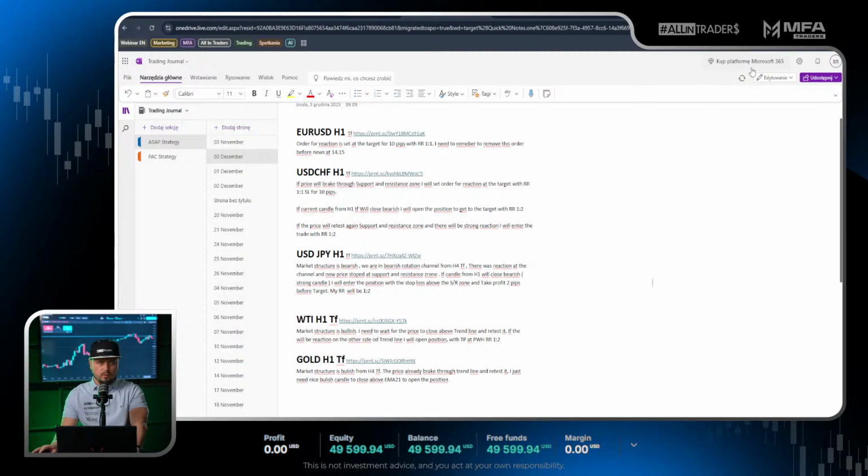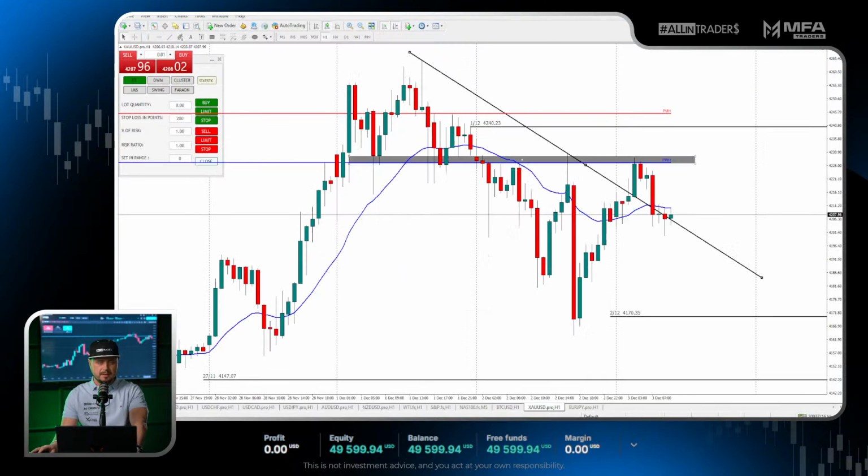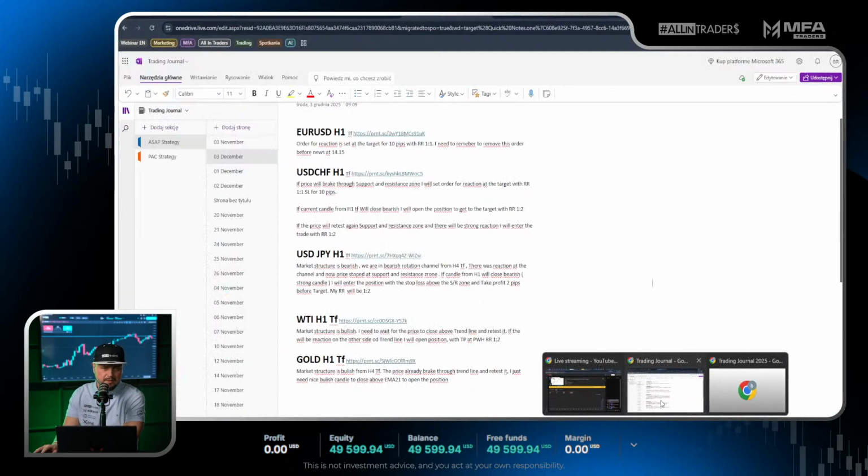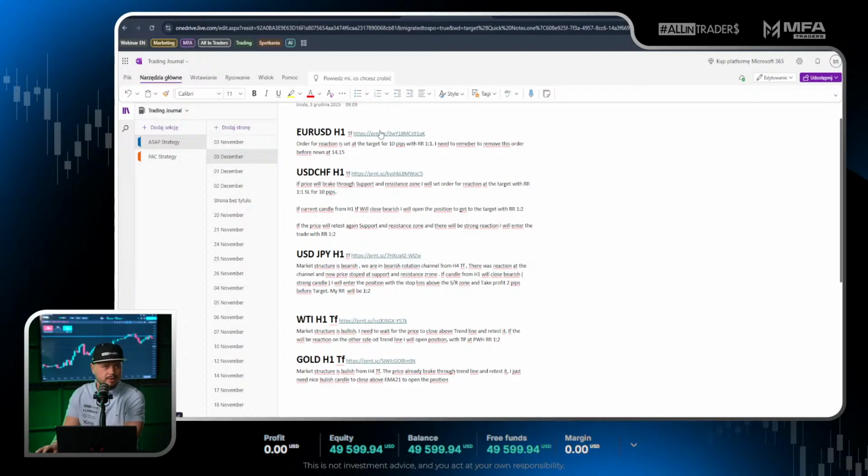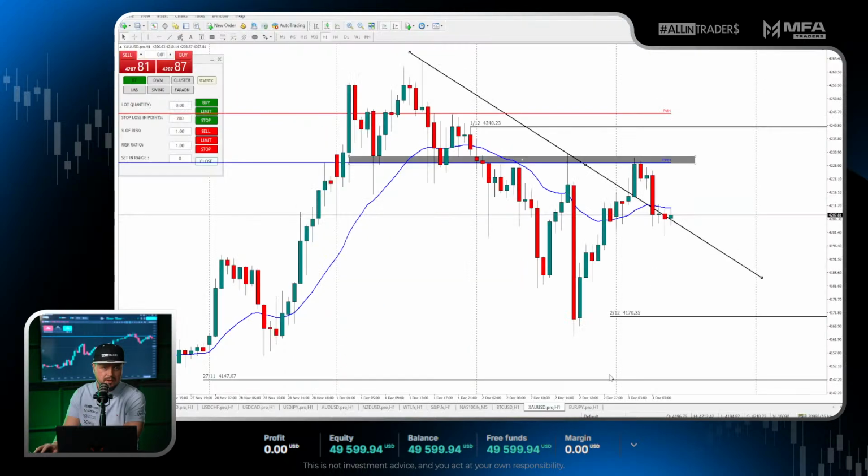Okay, so we got 5 different plans, okay? So here we need to wait. Of course, the price may drop a little bit lower, but after the price closes above the exponential moving average, for us that is the place where we're going to enter the position. Okay, so let's go through all the trading plans. We got Euro USD, order for reaction. Okay, order for reaction is set at Euro USD.